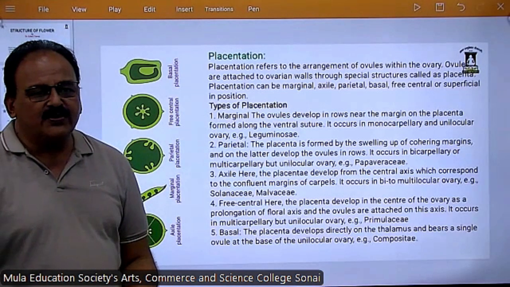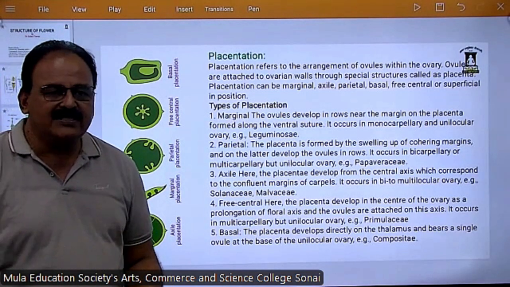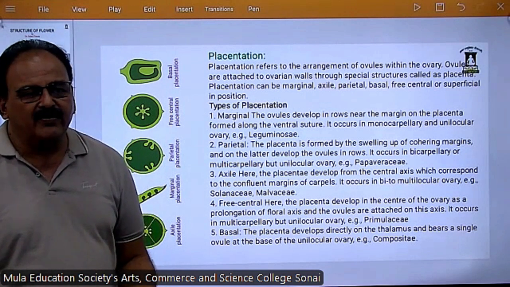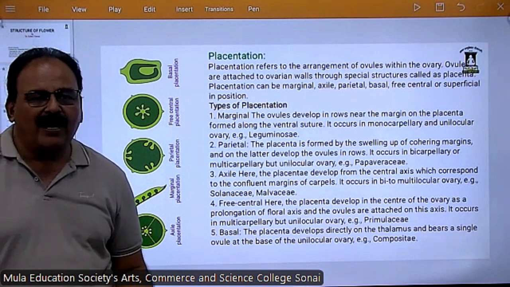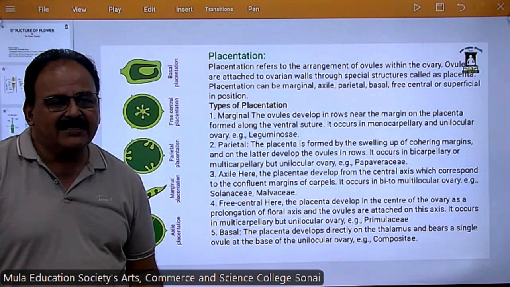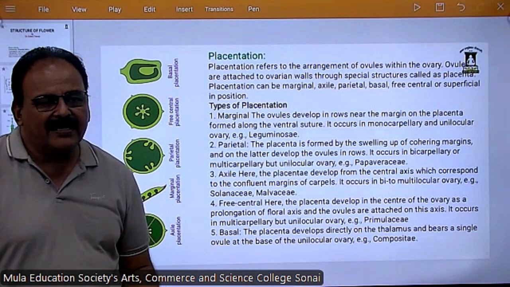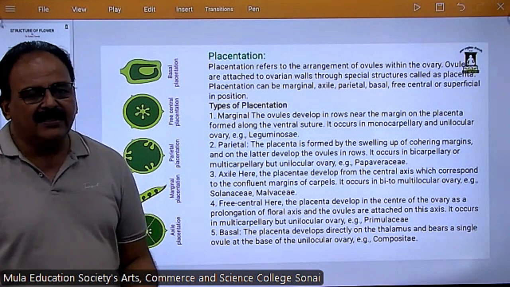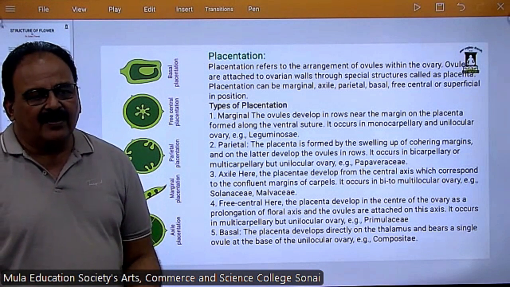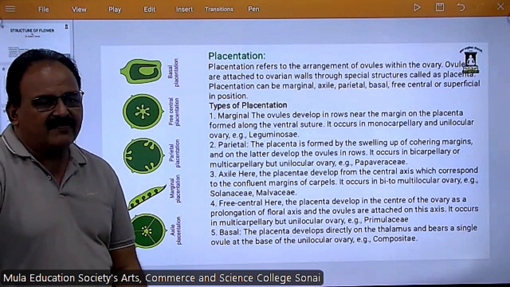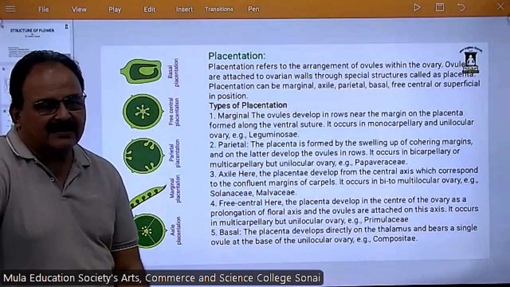Placentation refers to the arrangement of ovules within the ovary. Ovules are attached to the ovarian wall through a special structure called the placenta, and the placentation can be marginal, axial, parietal, basal, free central, or superficial. These are five types. The first type is marginal.